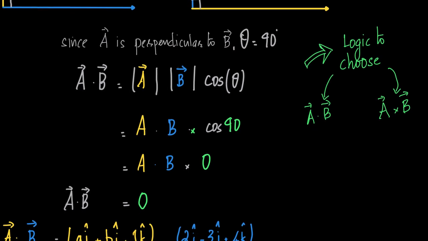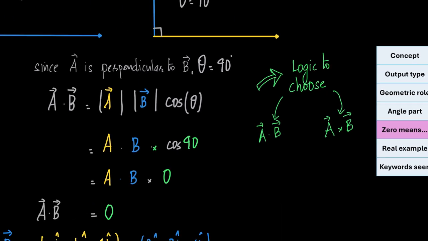Theta is 90 degrees, which means vector A dot vector B is the magnitude of vector A times the magnitude of vector B times cos theta. So A dot B is AB cos theta. Theta is 90, cos theta is cos 90, and cos 90 is 0. Therefore, A dot B is equal to 0.